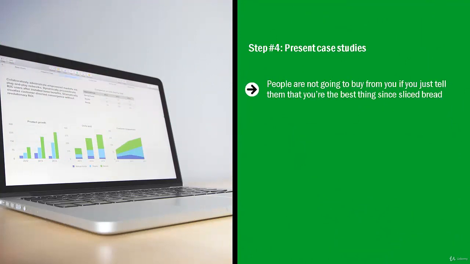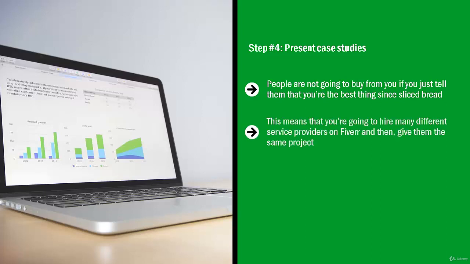Step number four, present case studies. People are not going to buy from you if you just tell them that you're the best thing since sliced bread. Things don't work that way. People are going to say, "Show me." The best way to do this is through case studies. This means that you're going to hire many different service providers on Fiverr and then give them the same project. You then take the results of the project and pick out the very best provider. You can use those results as your case studies. This way, you showcase to people that you can actually get the job done.